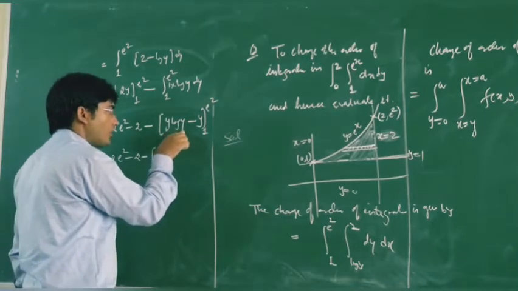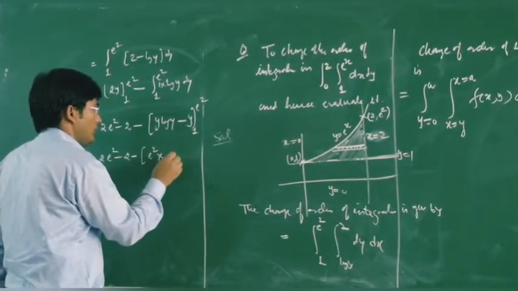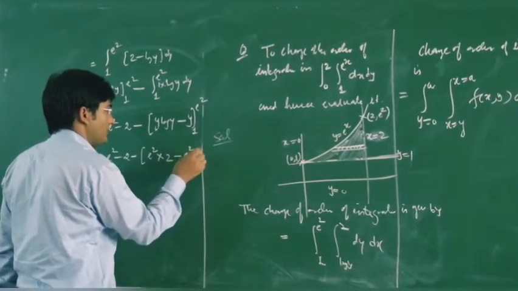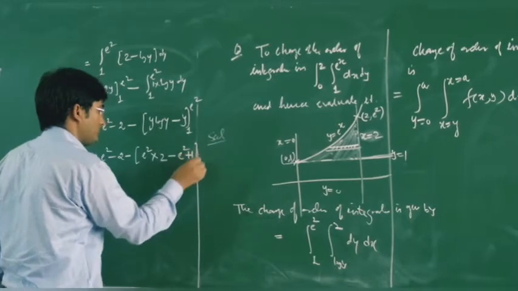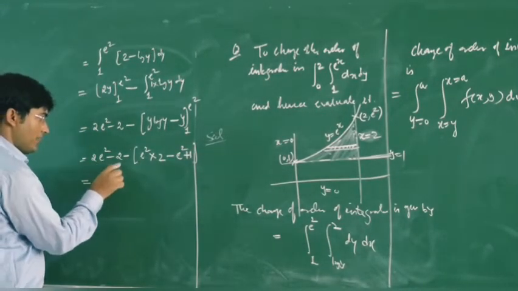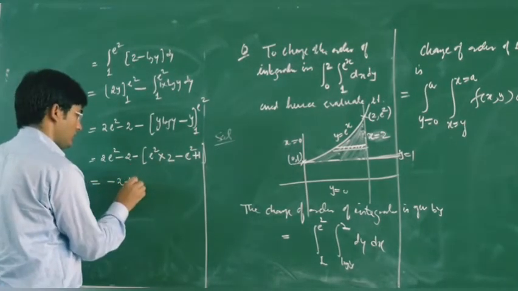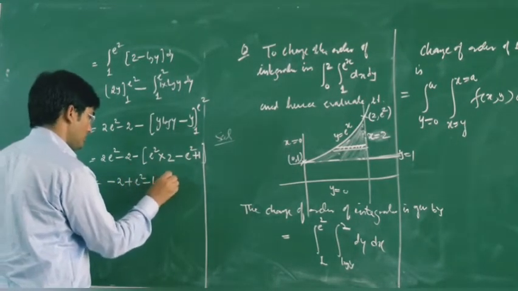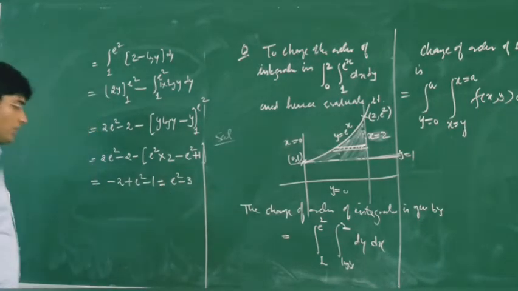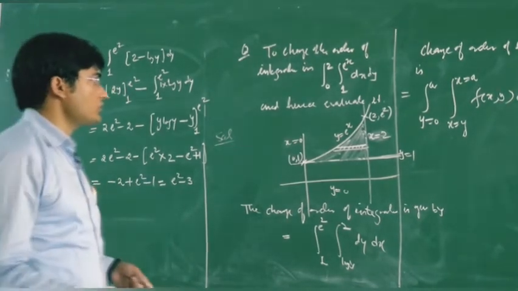Now this will be your log e square, so this will be 2 log e, so this will be 2. And for the lower limit, we will have log 1, log 1 is 0, so again we have minus e square plus 1. Now this 2 e square, this 2 e square will get cancelled, so we have minus 2. Then here we will have plus e square, and we have minus 1. So the answer is equal to e square minus 3. So this is the solution of this problem.